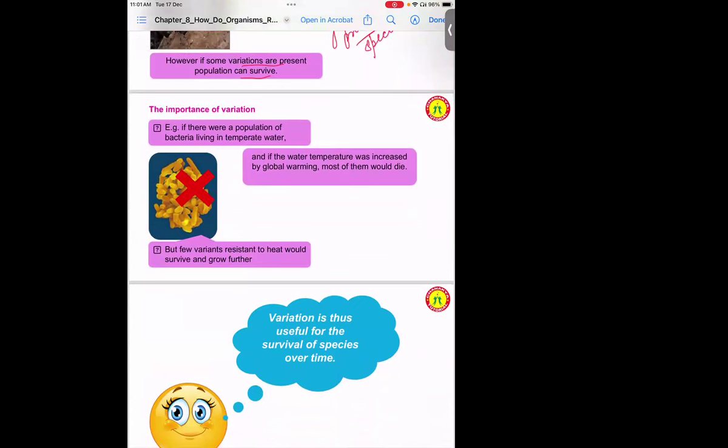For example, if there were a population of bacteria living in temperate water, and if the water temperature was increased by global warming, most of them would have died. But a few variants resistant to heat would survive and grow further.